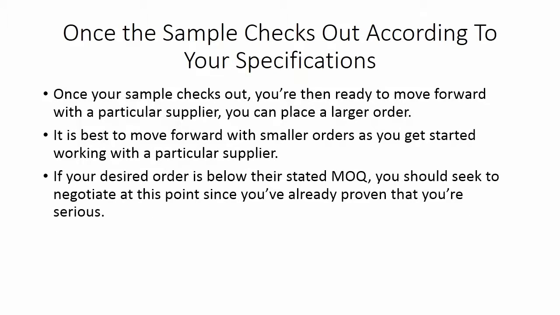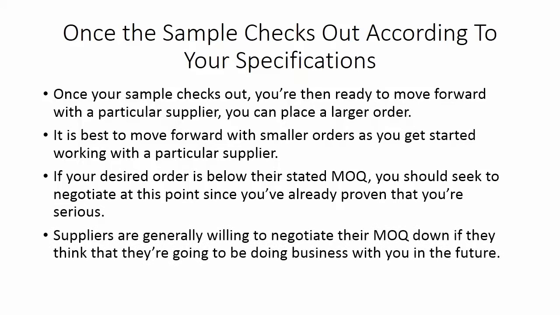Now, here's the thing. If your desired order is below their stated MOQ, you should seek to negotiate at this point, because you've already proven that you're serious. You've gone through the process of getting a sample and now you've come back to them for an order. You should make sure that that MOQ, that minimum order, the amount of product that you're going to get for this first order, is going to be at a level for you to be able to test the scale and for you to be able to generate profit. And suppliers are generally willing to negotiate their MOQ down if they think that they're going to be doing business with you in the future.